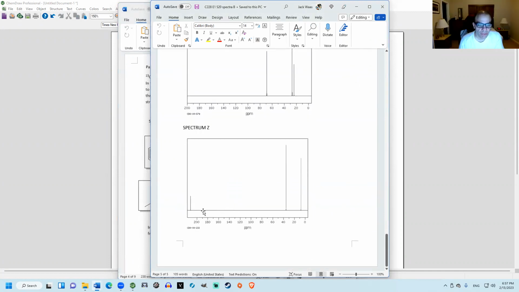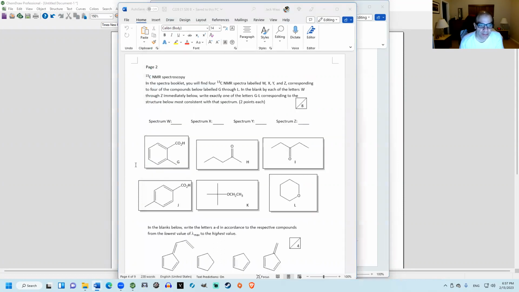And then last but not least, spectrum Z, which has only 3 types of carbons. 2 of them are in the alkyl range, and 1 of them is a carbonyl, probably a ketone. So we need something that fits that description. The only compound that fits is I, because there's the carbonyl, that's 1 type. There's these CH2s, which are the same, that's another type. And then there's the 2 CH3s, which are another type. So much for carbon NMR.